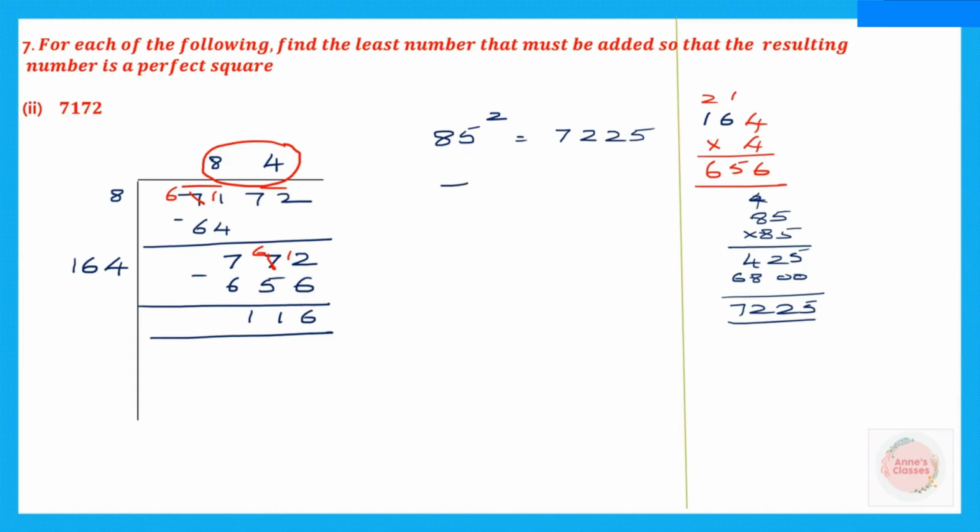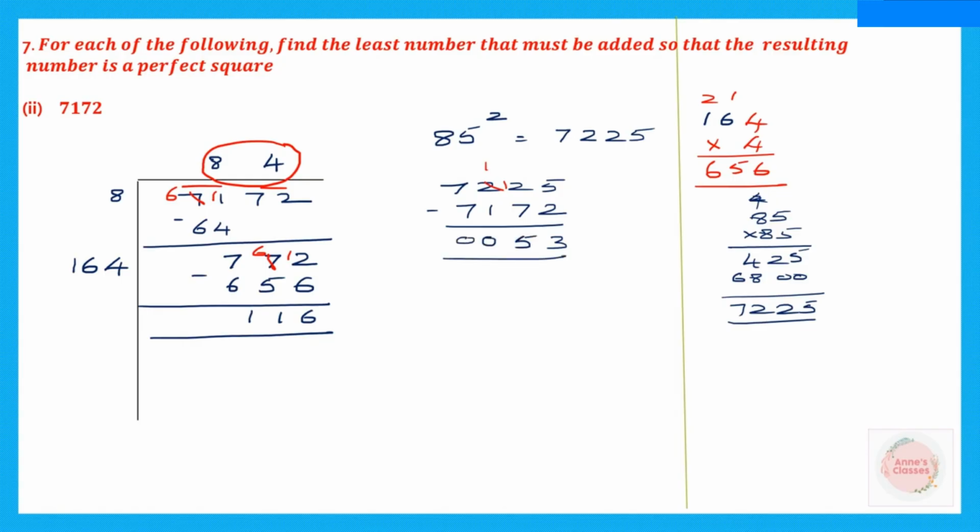So that is 7,225 minus 7,172. So 5 minus 2 is 3. Now I need to borrow from here. So this is 1. 12 minus 7 is 5. So here again, I have 5 here. Now 1 minus 1 is 0 and 0 here.